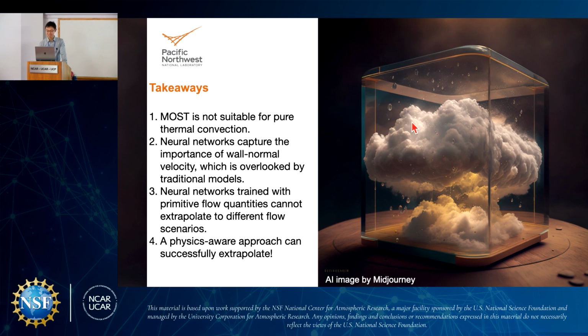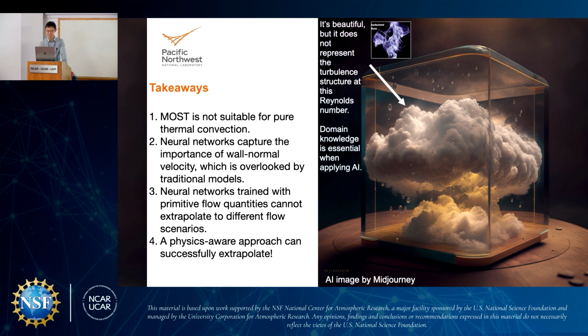This AI image, I would say it's beautiful. We can see the beautiful cloud in a glass chamber on the table. But if we have the domain knowledge, we can tell that this is not the turbulent structure under this Reynolds number. So this again shows that domain knowledge is important when applying AI and machine learning. AI and machine learning is very powerful and convenient, but they need to be guided by physics. And that is our domain knowledge.